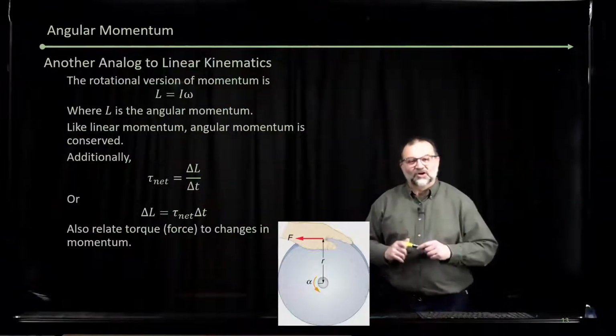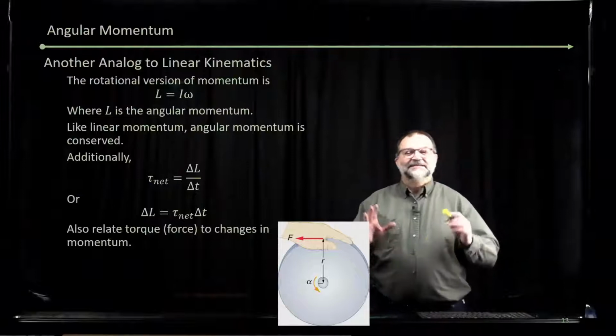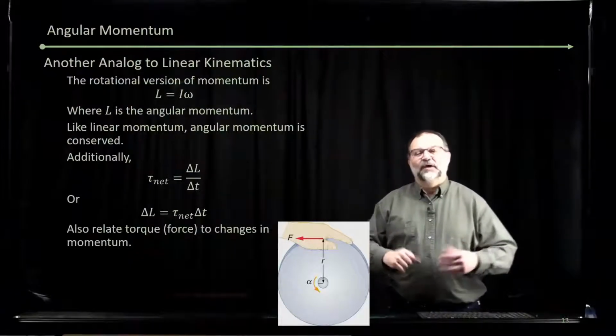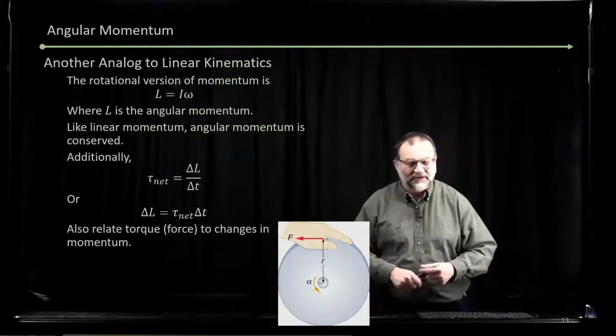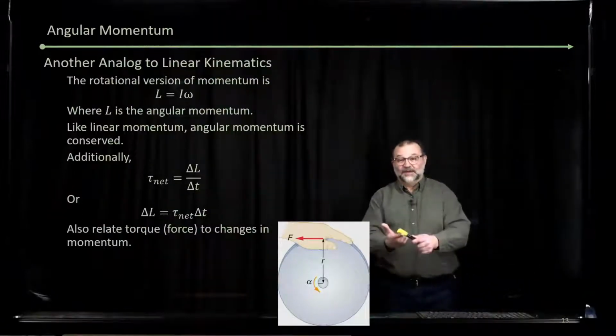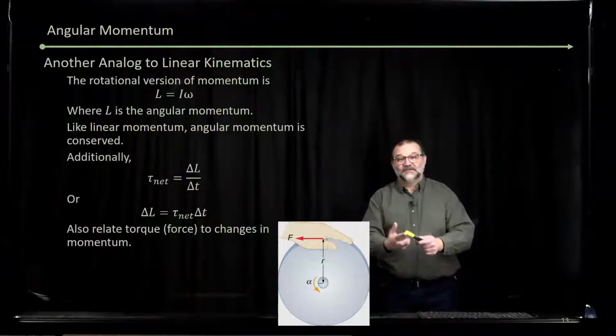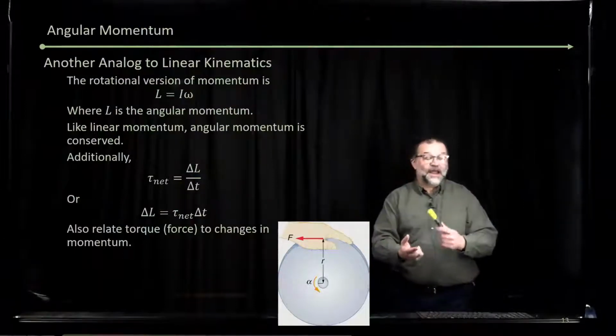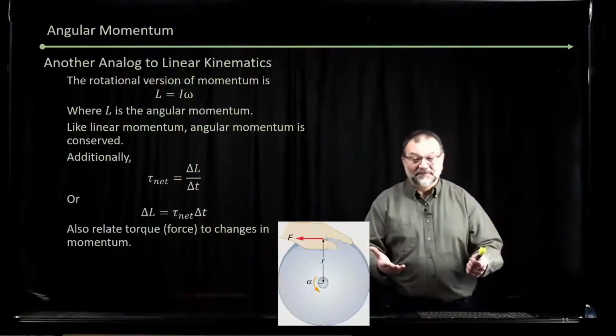The final analog to linear kinematics is angular momentum. We use capital L for angular momentum. Momentum in linear motion is p equals mv. Well, m becomes I, v becomes omega. So angular momentum is I omega.